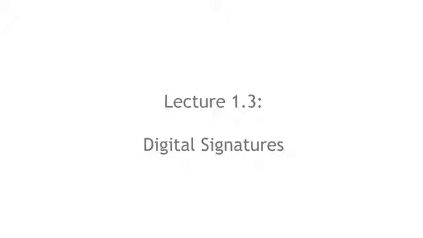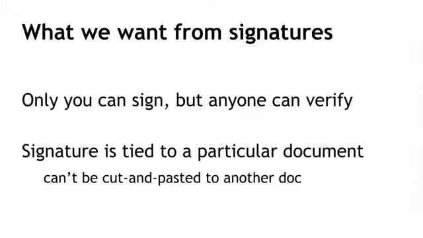In segment 1.3, we're going to talk about digital signatures. This is the second cryptographic primitive, along with hash functions, that we need as building blocks for the cryptocurrency discussion later on. A digital signature is supposed to be just like a signature on paper, only in digital form. What we want from signatures is two things. First, just like an idealized paper signature, only you can make your signature, but anyone who sees your signature can verify that it's valid.